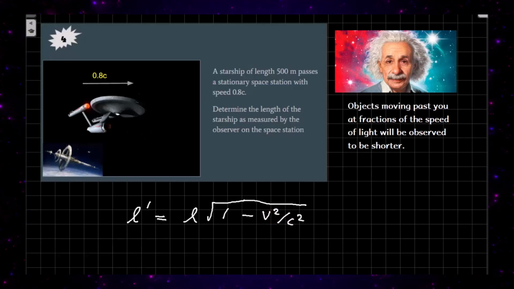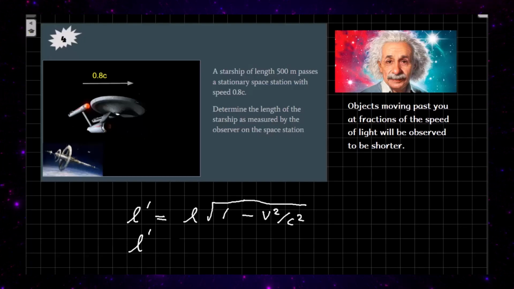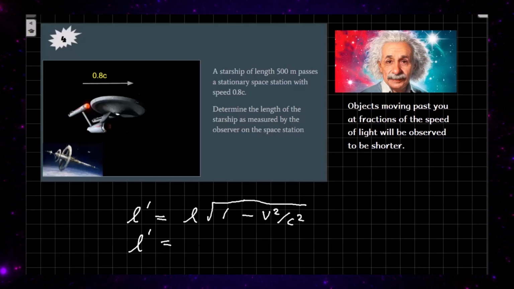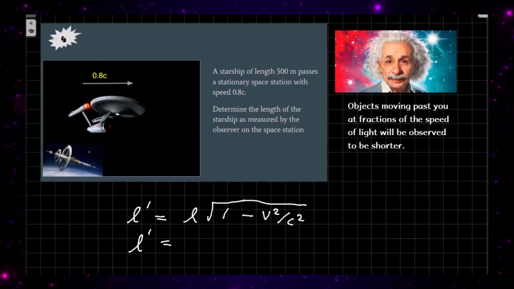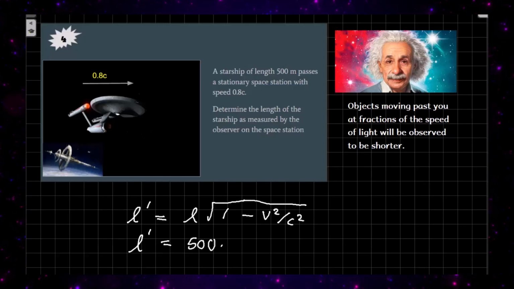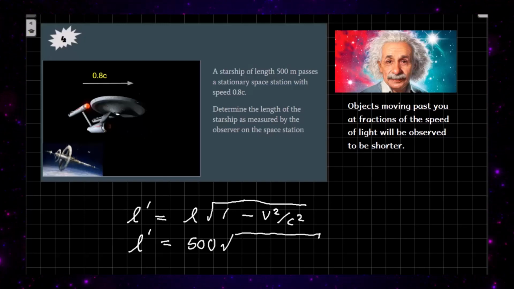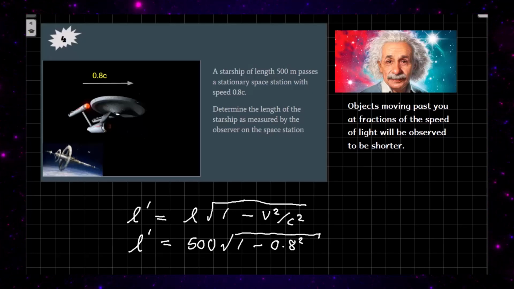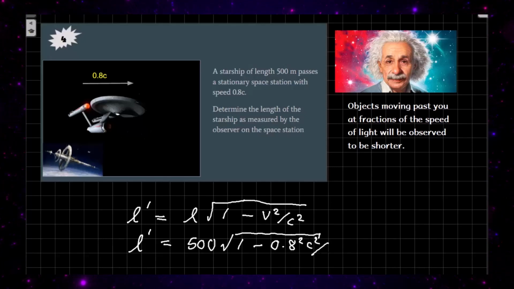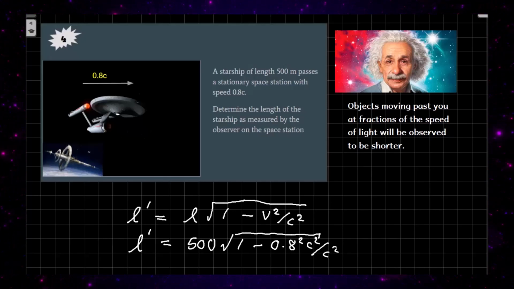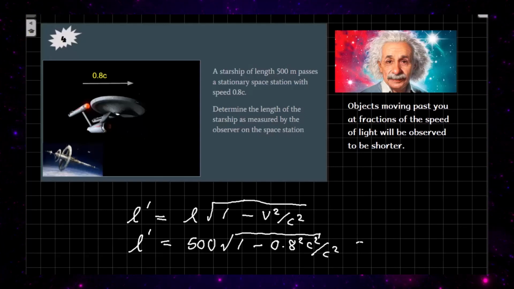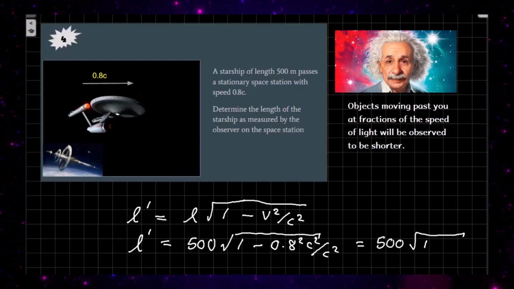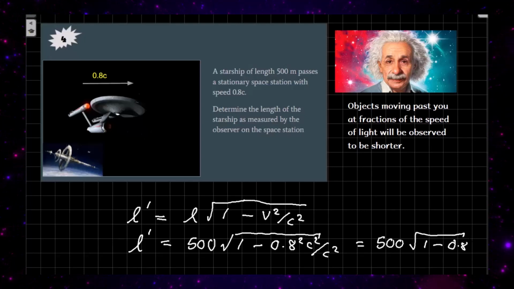Let's try it out. So the length of the spaceship which you will observe, you'll measure as it moves past you, is equal to its normal length, the length of the spaceship when it's at rest. In that case, it's going to be 500 meters, multiplied by the square root of 1 minus 0.8 squared c squared, divided by c squared. And you can see the two c squares are going to cancel out, and you're going to be left with 500 times the square root of 1 minus 0.8 squared.